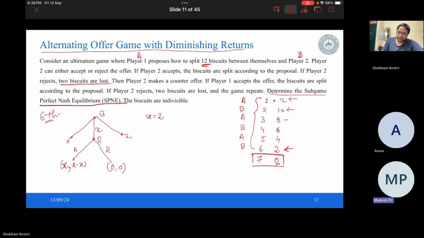Oh, so you are saying he will threaten that if you don't offer 2, I will reject. So I will not accept 1 also. Is that what you're saying? So again, there are 3 cases. So he can do 2 offers, X equal to 0, X equal to 1, X equal to 2. Correct. Let's see all 3.